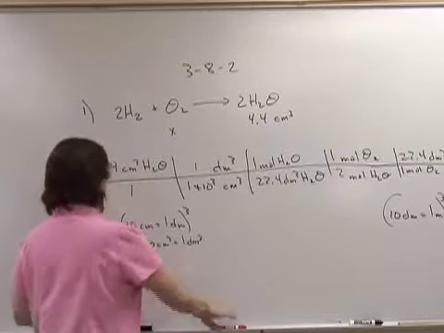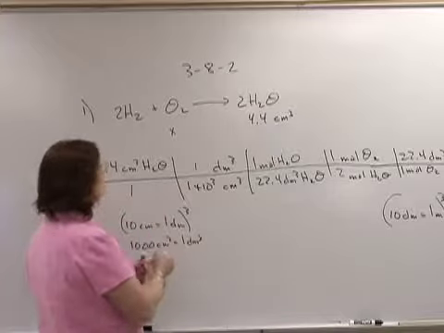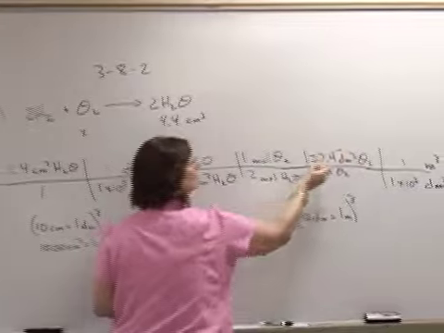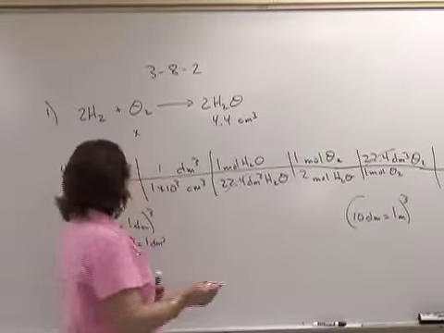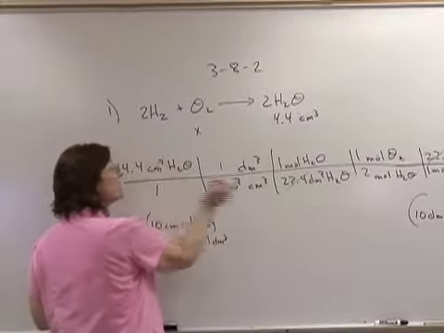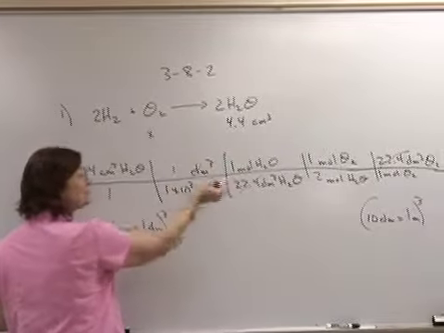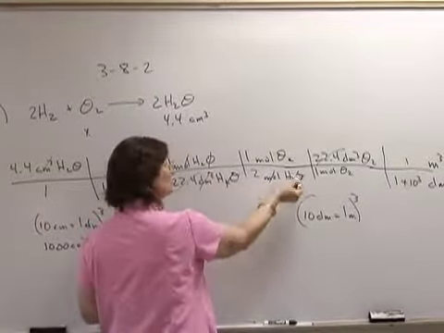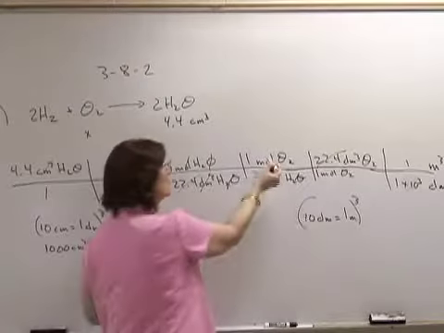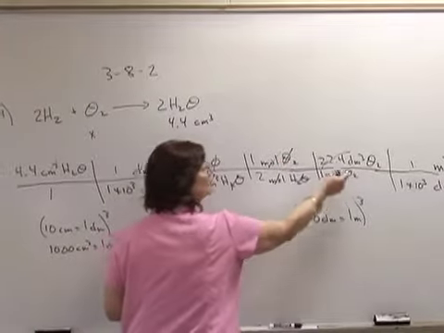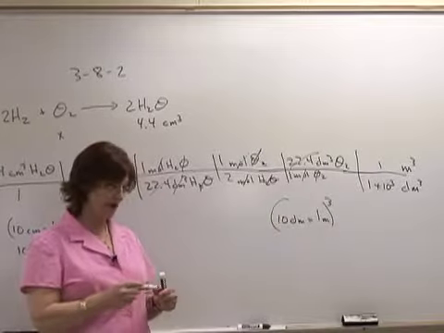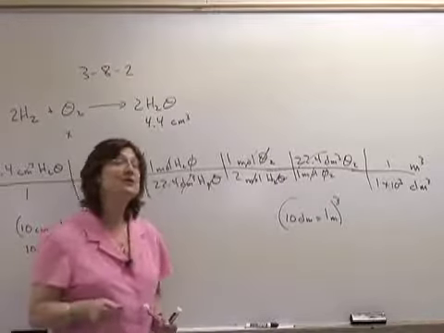So let's look at this. We see that our 22.4 cancels, and my centimeters cubed cancels, and my decimeter cubed cancels, and my moles of water cancel. I get moles of oxygen that cancel, and I'm left with what I'm looking for, which is decimeters cubed of the oxygen. You can do this one in your head.